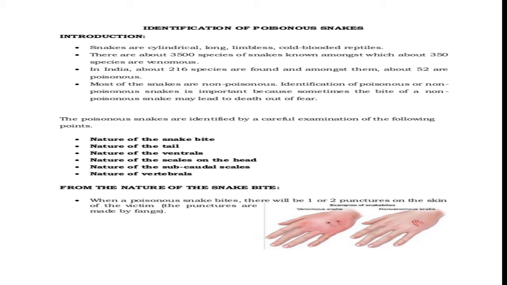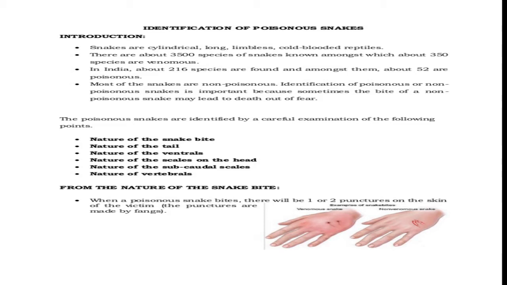Today we are going to discuss a most important topic: how we have to identify a poisonous snake as well as a non-poisonous snake. As we may be aware, snakes have a cylindrical body, they are long, limbless organisms, and they are cold-blooded reptiles.